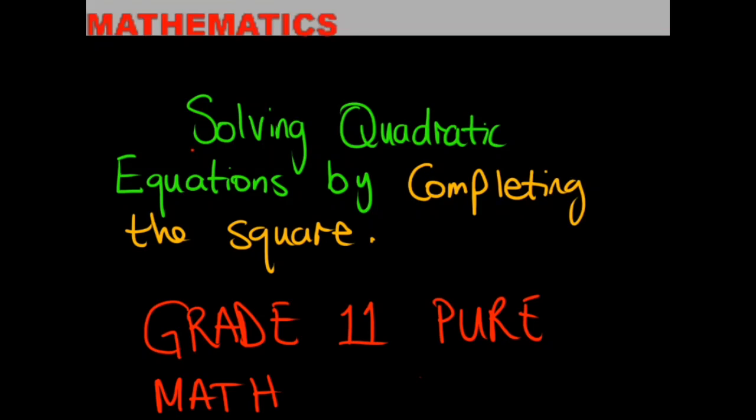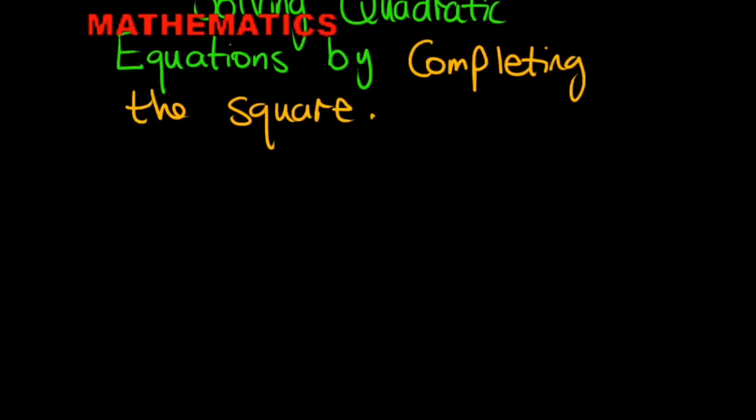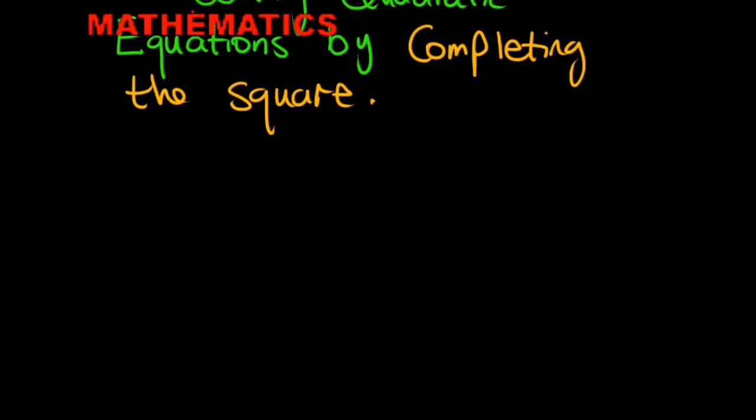Quadratic equations by completing the square. Okay, so before we jump into our first example, let's first look at the steps of how we complete the square. So let's say, for instance, a question that asks us to solve for x by completing the square. There are 4 or 5 steps that you need to memorize in order to apply this method of completing the square.